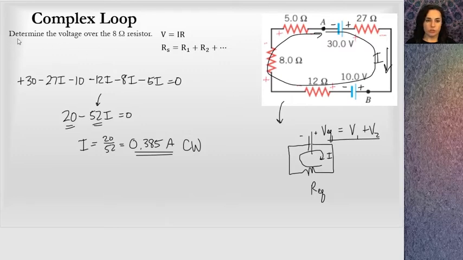We haven't answered the question yet. It says determine the voltage over the 8 ohm resistor. So I found the current in the series circuit. I found the current.